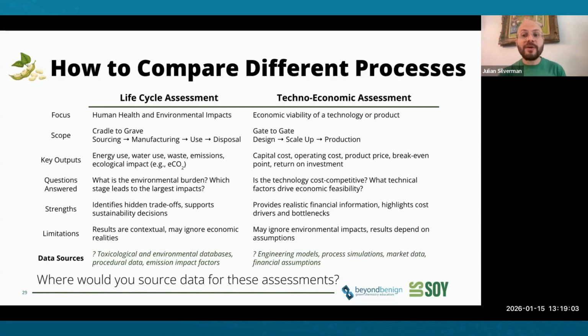On the other end, techno-economic assessments often use data from the laboratory, right? Like how much yield there was for a process. And then it also includes things like market data, right? How much a reagent is going to cost to see if it will be environmentally and economically efficient.